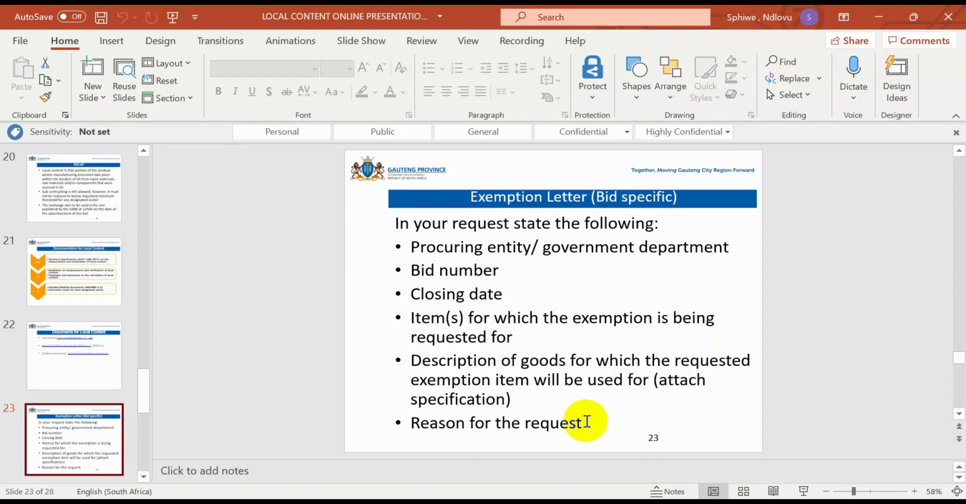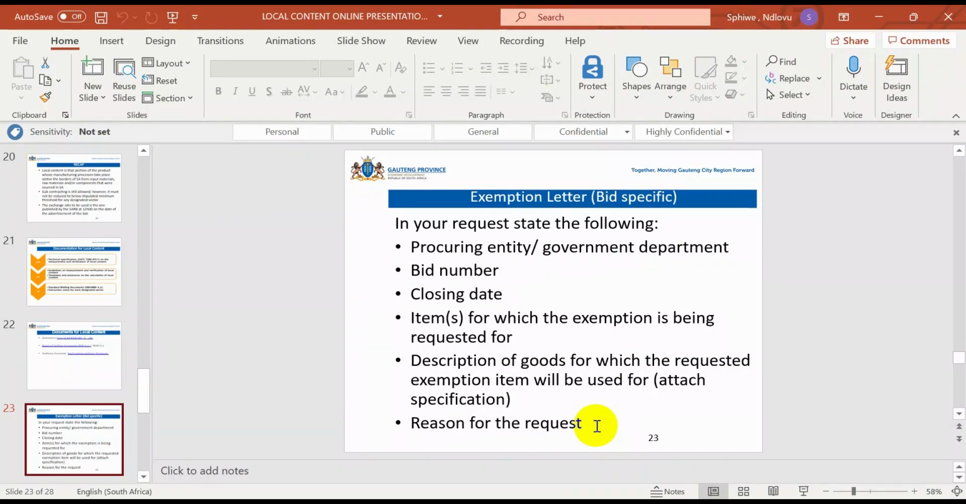And you also need to say, why do you want an exemption? Because this product, all this input or this component or this material is supposed to be available in the country, then you need to tell us why. The reason why you need to say all these things is so that, for example, if you were only aware of your supplier, you're not aware of other suppliers in the country, then the DTI will be able to share with you some of the suppliers that are available in the country.